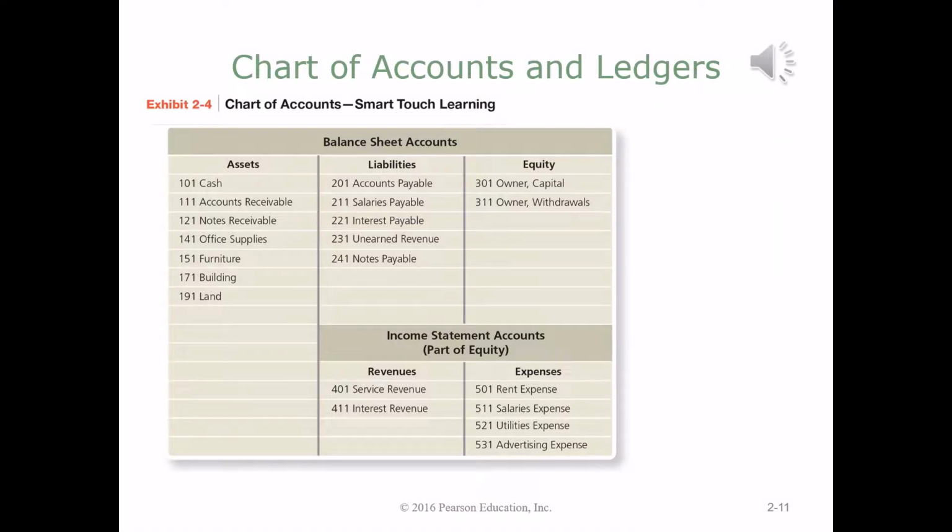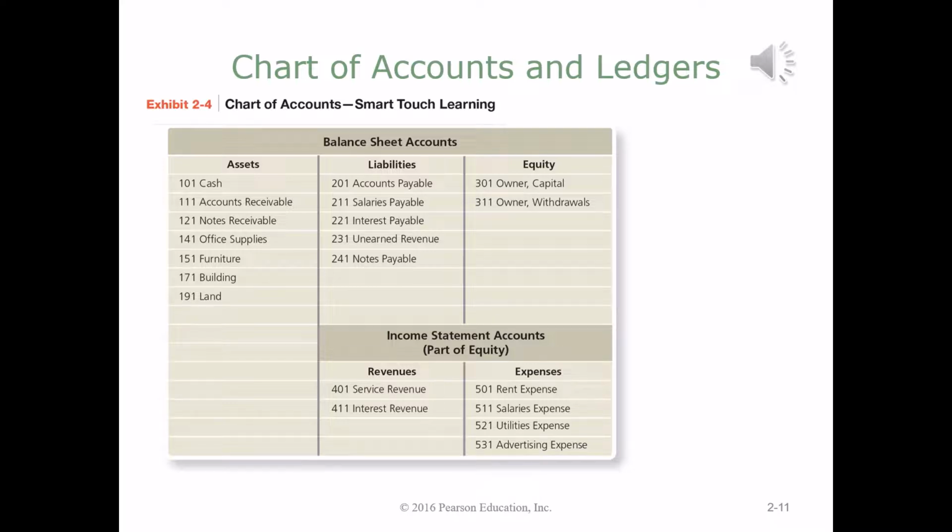This exhibit shows the chart of accounts for Smart Touch Learning. A chart of accounts is used to organize a company's accounts. It lists all the company accounts along with the account numbers. Account numbers are just like a shortcut version of the account names. One account number equals one account name, just like your Social Security number.